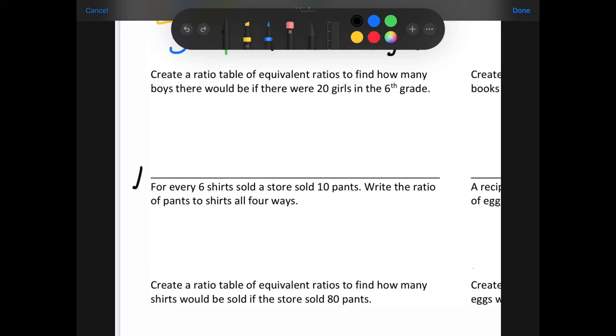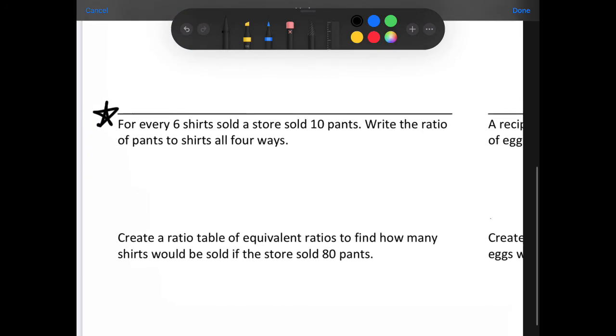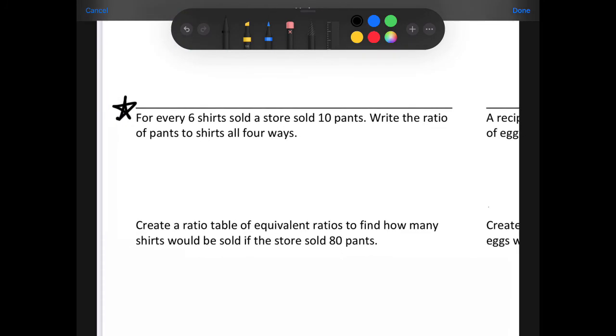Example number 2. For every 6 shirts sold, a store sold 10 pants. So 6 shirts, 10 pants. Write the ratio of pants to shirts all 4 ways. Oh, pants is coming first now. So we need a colon, the word to, and a fraction. Let's do the sentence first. Notice how they tried to trick us. They're having pants go first this time, followed by shirts.